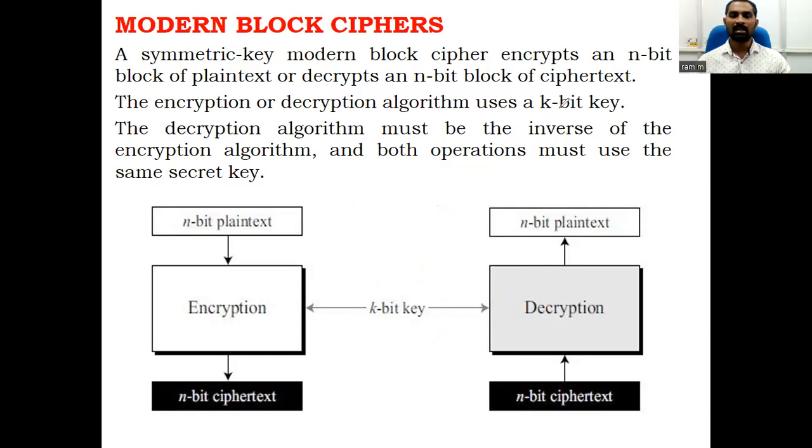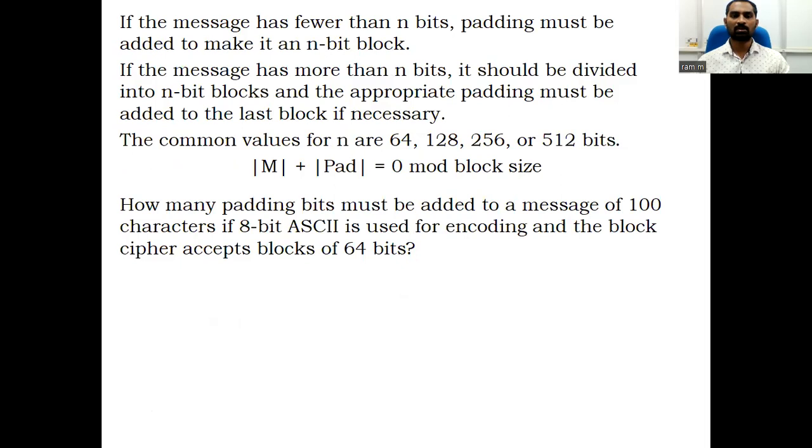Why we need padding is to make all the data that is transferred between source and destination, while we are encrypting it using a block cipher, into n-bit blocks. Similarly, while the data is delivered to the receiver and converted into plain text, again we need to supply n-bit blocks. Now, what is the concept of padding?